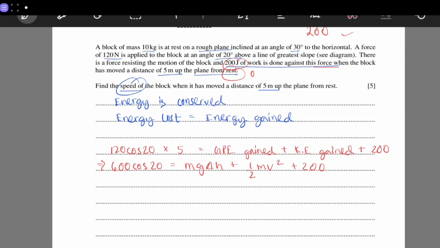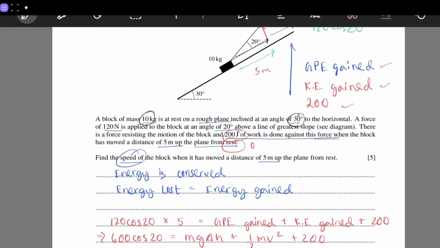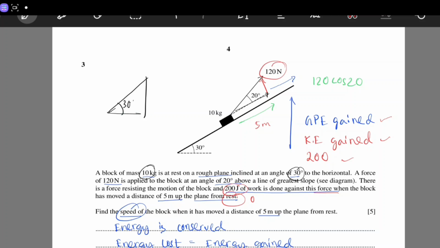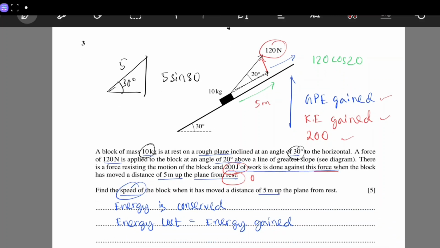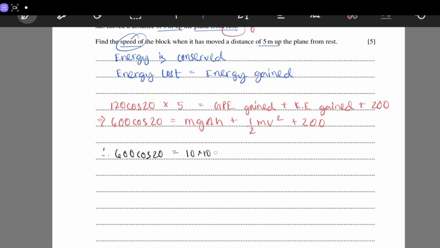Now the mass of the block is given as 10 kg, so I can input that, and also the change in height. I have the angle 30°, and I also know that the hypotenuse is 5 meters. So let's find the height. The vertical height will be opposite to the 30° angle, so 5 sin 30. This is the height that the block moves upwards. Therefore I can form my equation: 600 cos 20 is equal to 10 times 10, the mass is 10, times 5 sin 30, plus half times 10 times v squared, plus 200. The main equation has been formed, and now I can move towards solving and finding v.